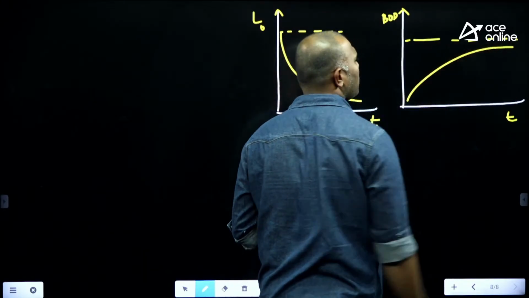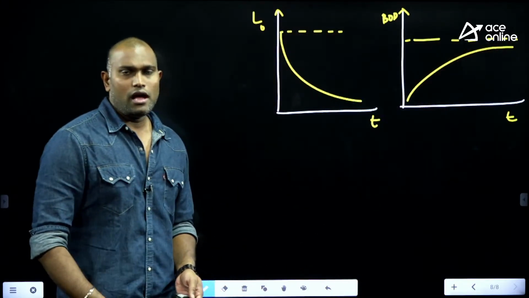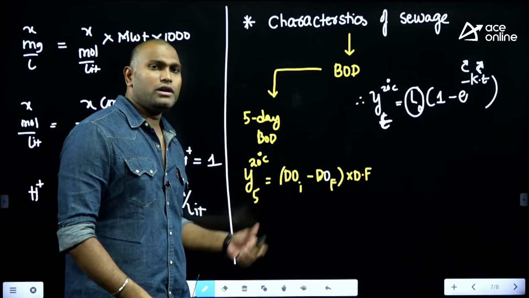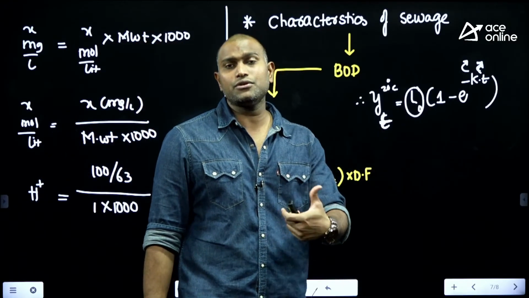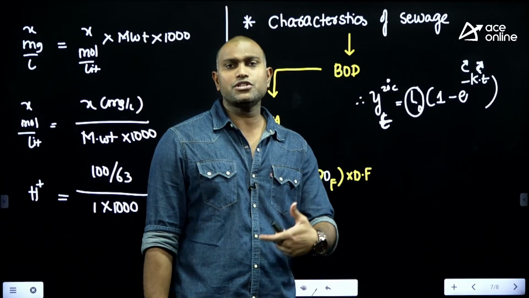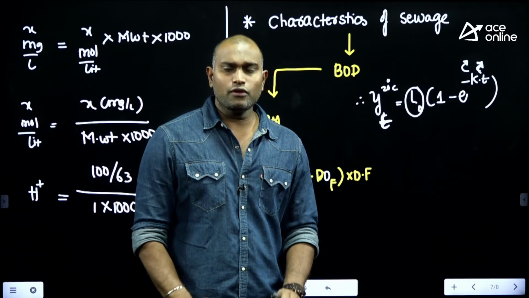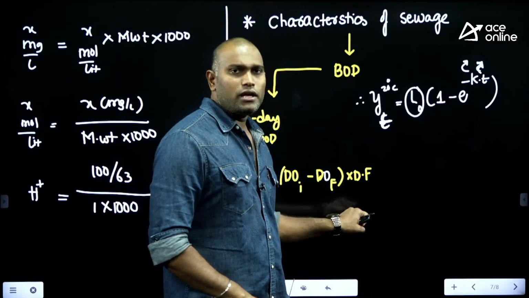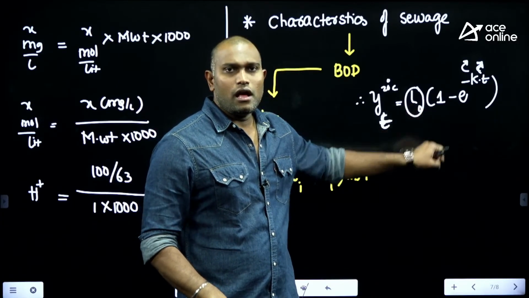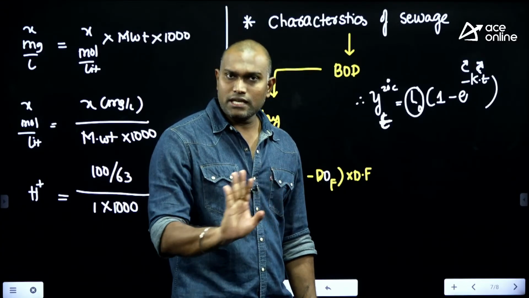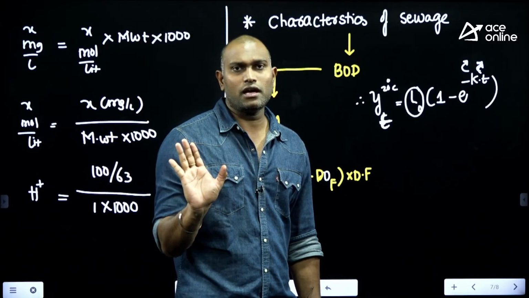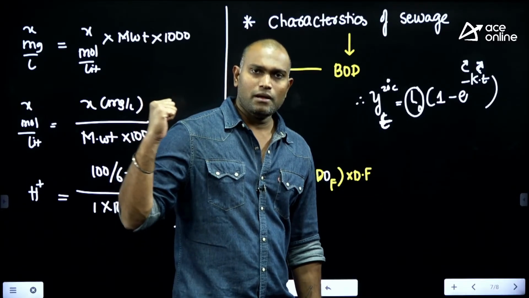Based on this, we have derived some expressions: how to find out the 5-day BOD, how to find out the ultimate BOD, what is the relative stability, what is the population equivalent. So four models: 5-day BOD, ultimate BOD, organic matter present in the water, and relative stability. These are the topics they majorly focus on in the characteristics of sewage BOD.